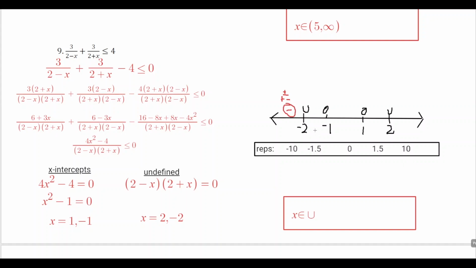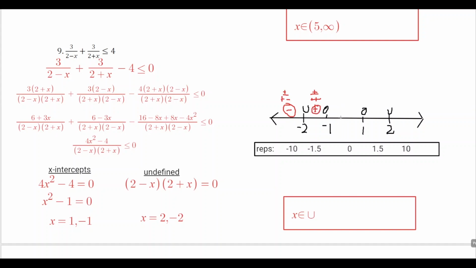Okay, if I plug in negative 1.5, 1.5 squared would be like 2 point something, so it's definitely going to be more than 1, so the numerator is going to be positive. And then the denominator, if I plug in negative 1.5, it's going to be a positive, positive, so this will just be positive here.